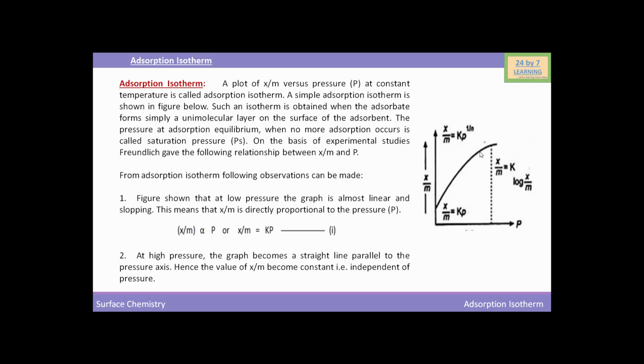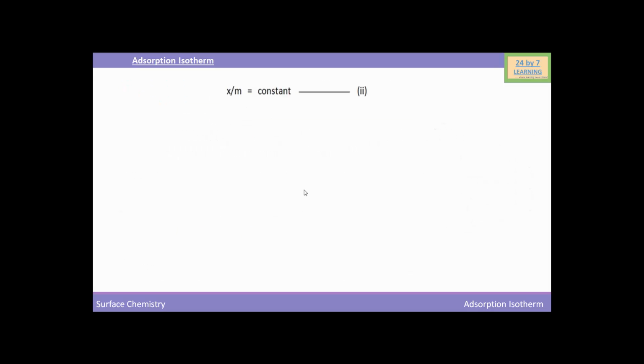Second observation is, at high pressure, this graph becomes a straight line parallel to the pressure axis. Hence, the value of x by m becomes constant. That means the extent of adsorption is independent of pressure. So, at this point, the extent of adsorption becomes constant even though the pressure is increased. So, this is the saturation pressure. At a high pressure, the graph becomes a straight line parallel to the pressure axis. This can be expressed as x by m is equal to constant.